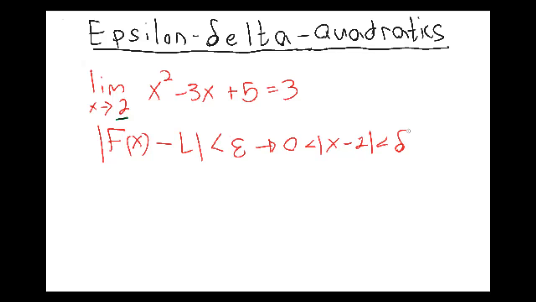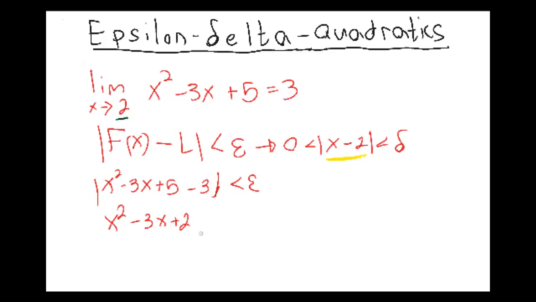Alright, so if we plug in, we're going to have x squared minus 3x plus 5 minus 3. And our goal is to make that look like our friend x minus 2 over here. So what we do is we combine our like terms. In this case, the only like terms are these numerical values. And we get x squared minus 3x plus 2. And we have to factor.